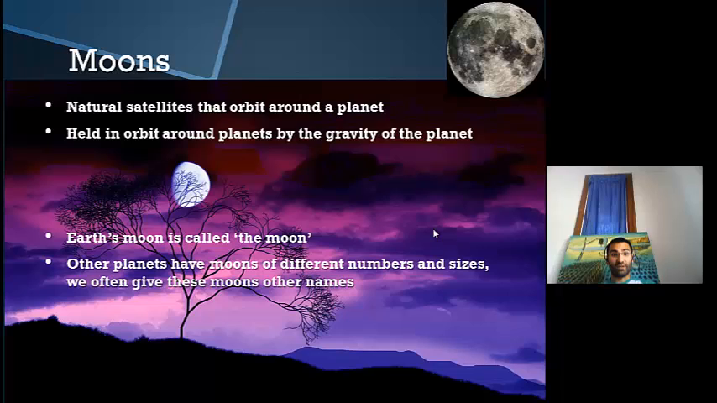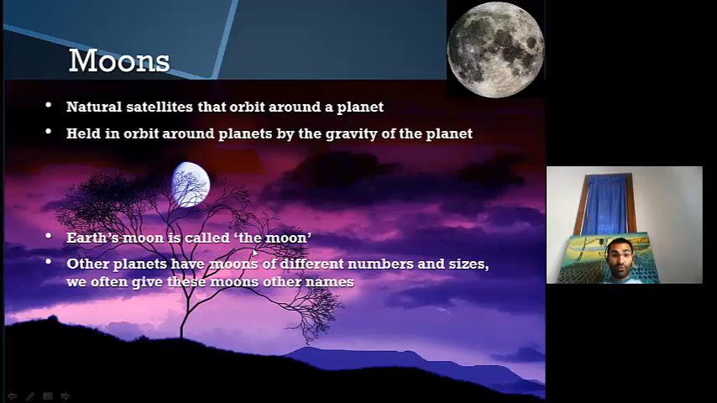But really what I want you to know about the moon is that it's what's called a natural satellite that orbits a planet. Our moon is our natural satellite and it orbits Earth. And it's held in orbit by gravity. Okay, so the gravity of Earth holds the moon in orbit.